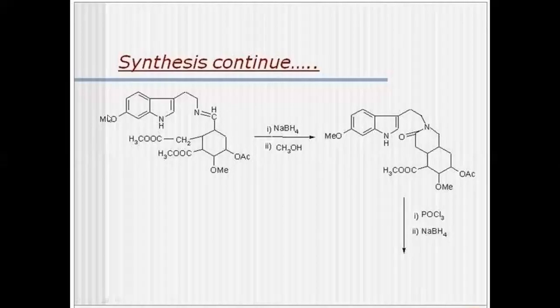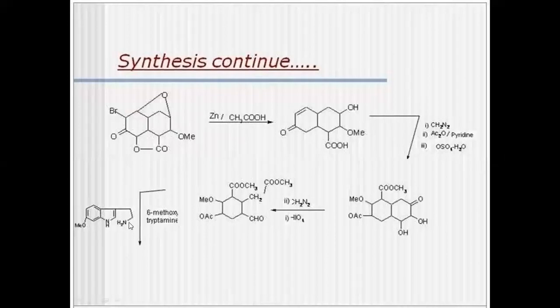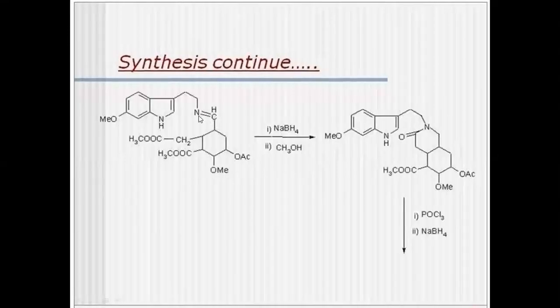Thus, we will get an addition product here. This is actually the aldehyde group, and this is the amine from tryptamine. If you go to the previous slide, you can see the NH2 group is there, and here you can see the aldehyde. A bond is formed between this aldehyde and this amine. Hydrogens from here and oxygen from here are lost, and we'll get a double bond between carbon and nitrogen.